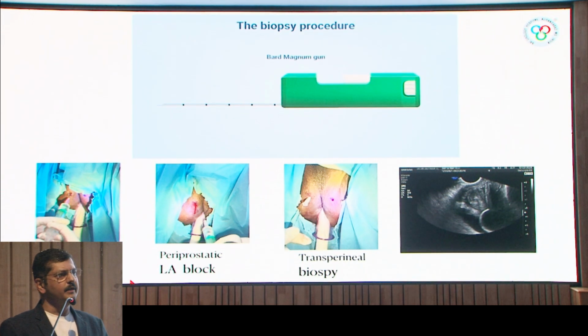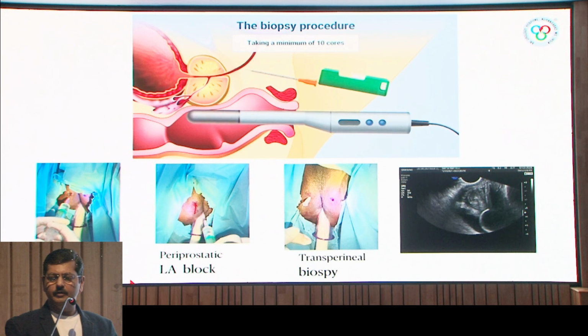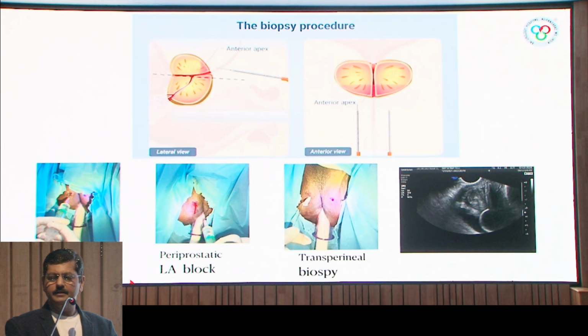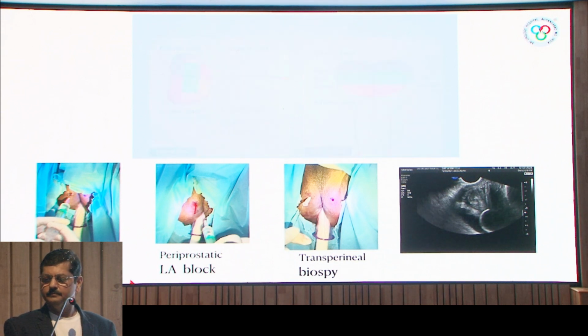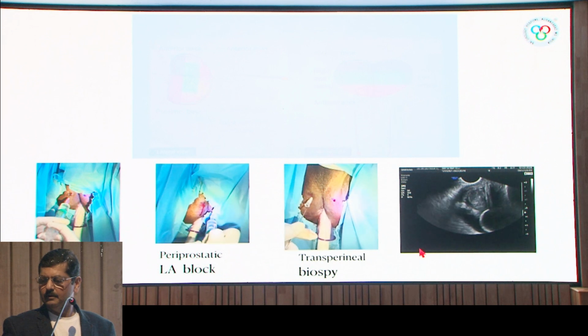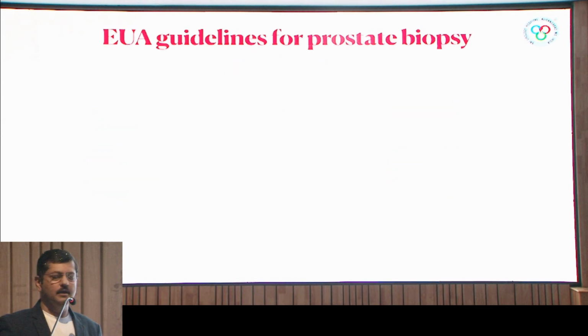This is the routine biopsy needle, the routine transrectal biopsy needle which we are using, which will go through the 14 gauge needle, and then it is directed at all the targeted sites from where we want to take the biopsy. This is what is done. This is how it looks. Okay, so the chances of infection with transperineal biopsy are significantly less as compared to transrectal biopsy.